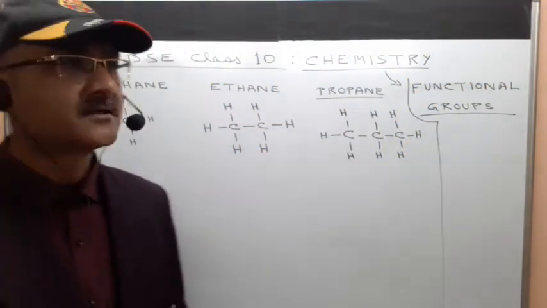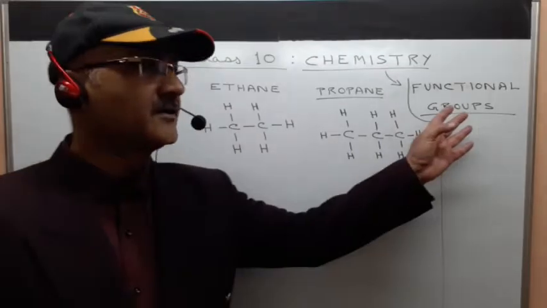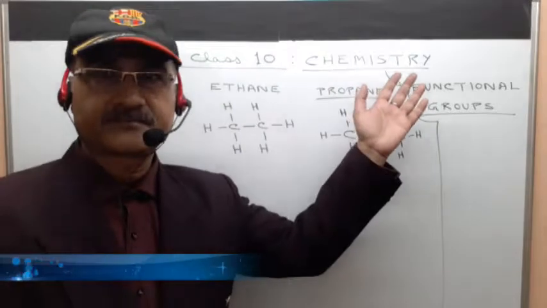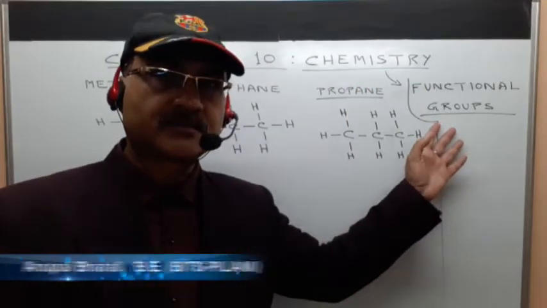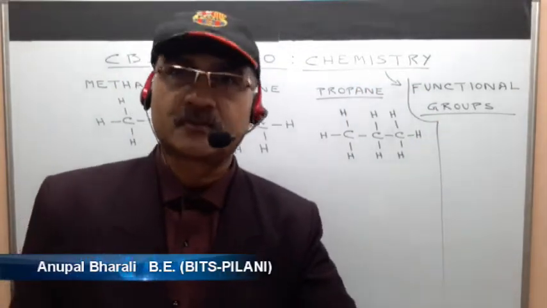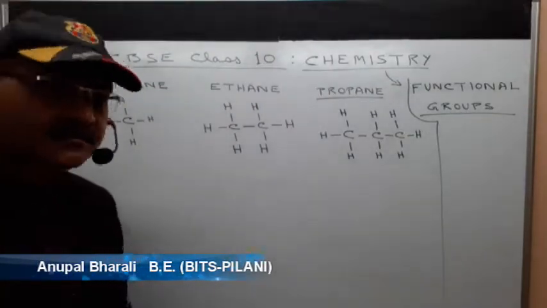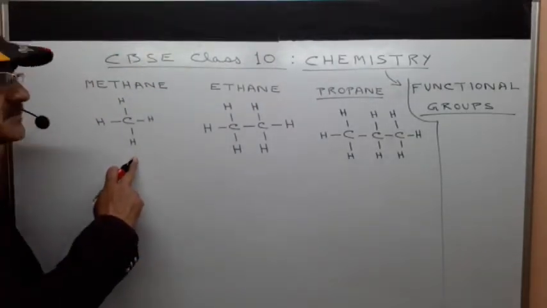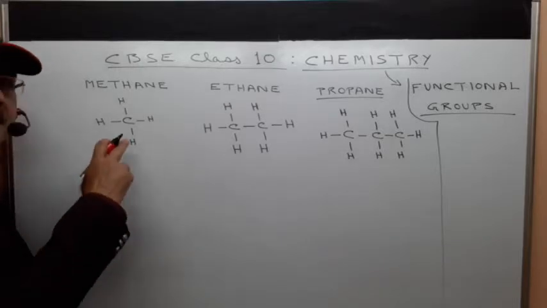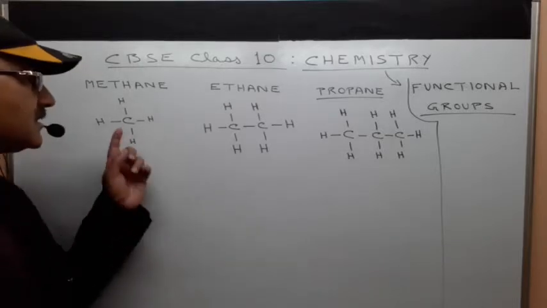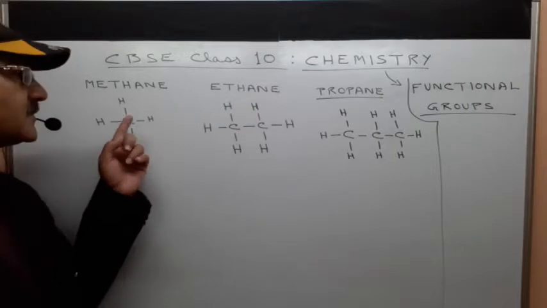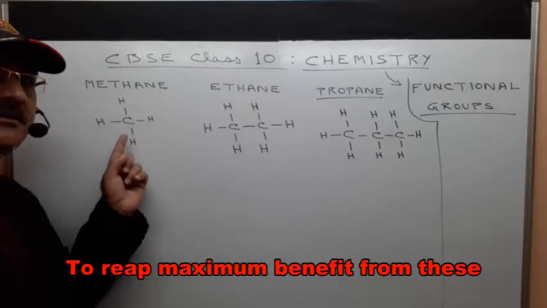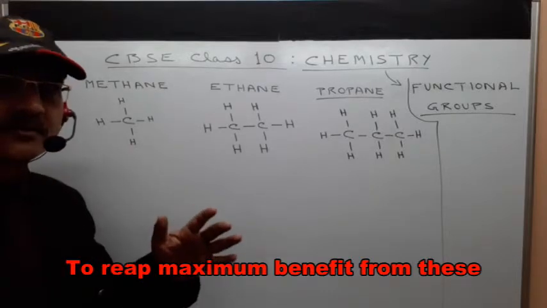In this class, we'll learn about functional groups of class 10 chemistry. This is under the chapter carbon and its compounds. Now see, we all know this is the structure of methane. This is the simplest hydrocarbon. It has one carbon atom and 4 hydrogen atoms. All these bonds are single covalent bonds.